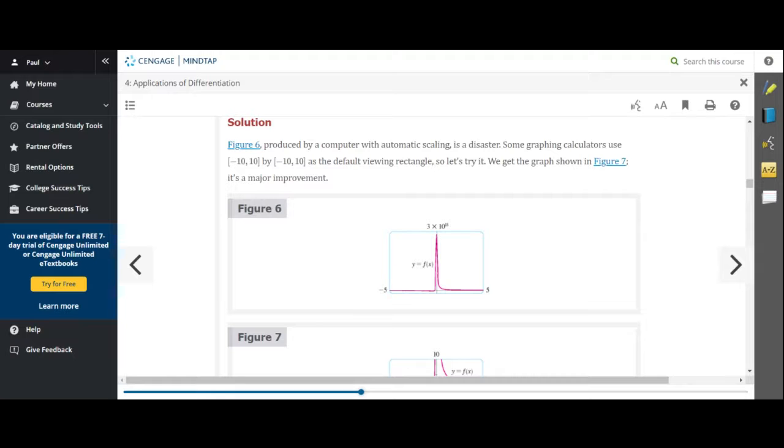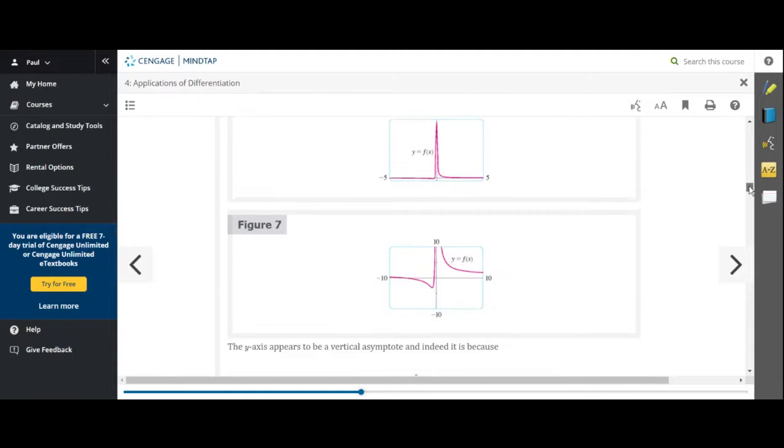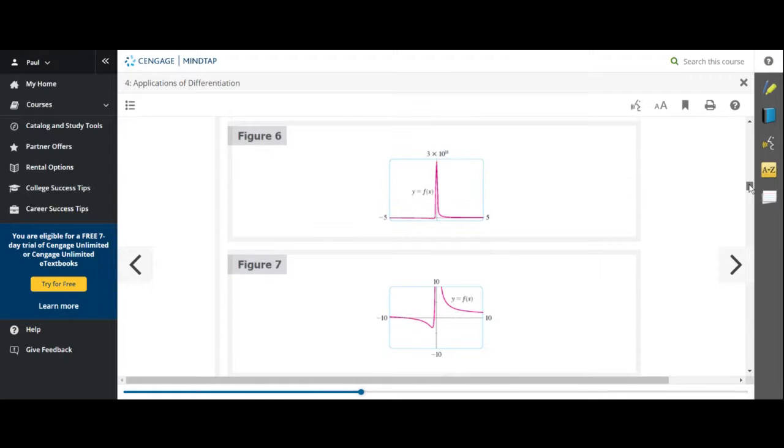The y-axis goes from 0 to 3 times 10 to the 18th power, and that's the computer's way of saying, hey, there's an asymptote at x equals 0. All right, and so what you have to do is limit your window. So if you limit your window to a standard viewing window, you can see much better how the function acts.